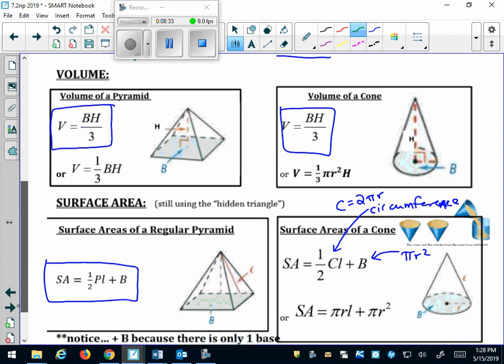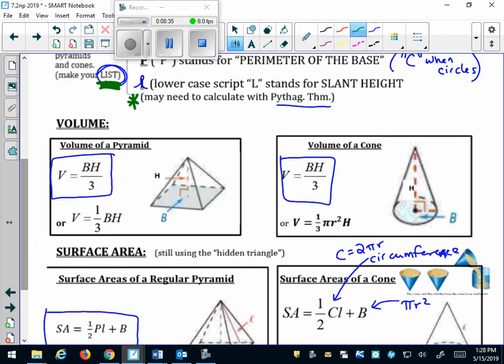Okay, so let's get to the formulas. The formulas for volume, pyramids and cones, basically same formula. Like I mentioned before, it's going to be base times height, area of the base times the height of the prism, all divided by 3. Anything that's pointy comes to a point. It's going to be divided by 3 for volume.